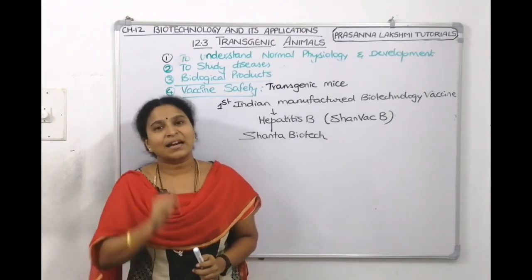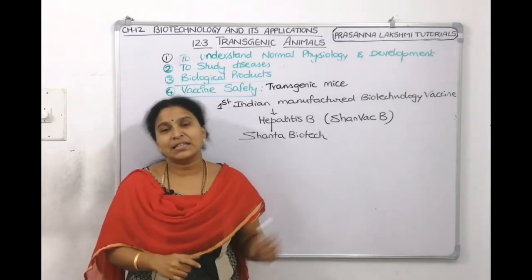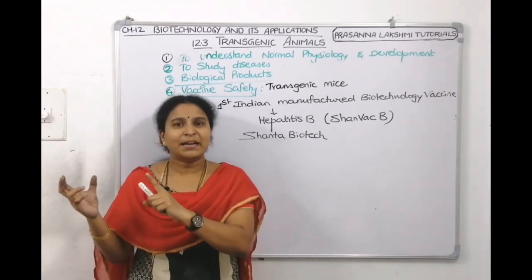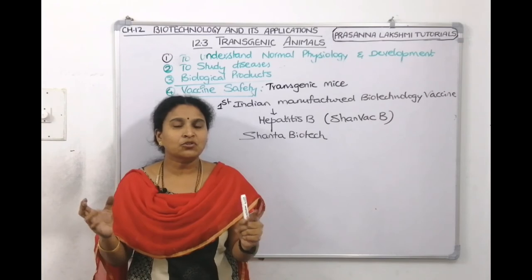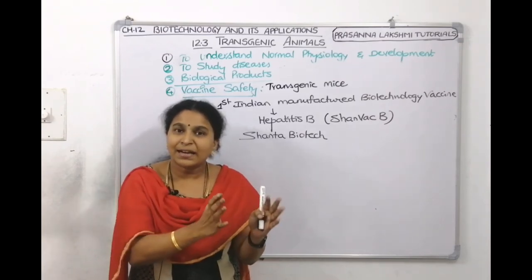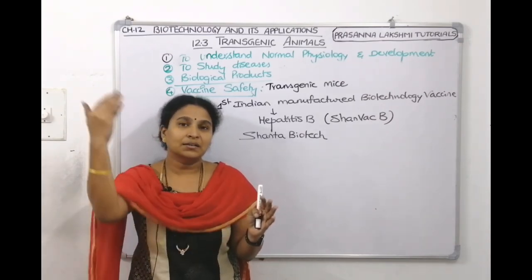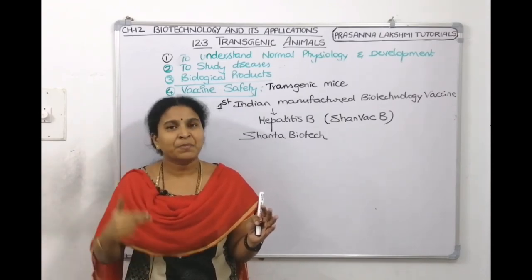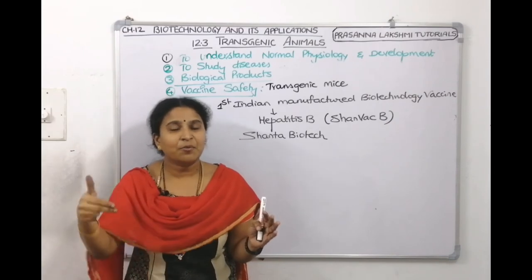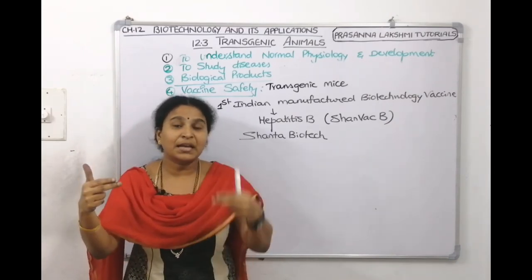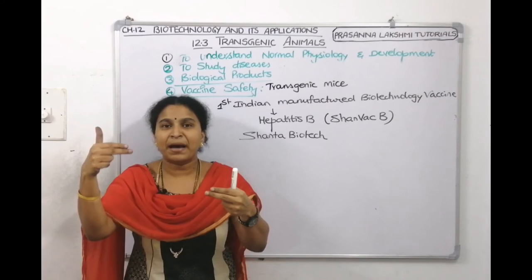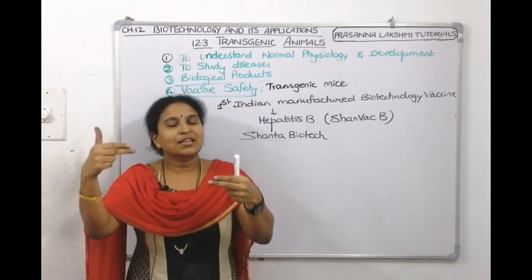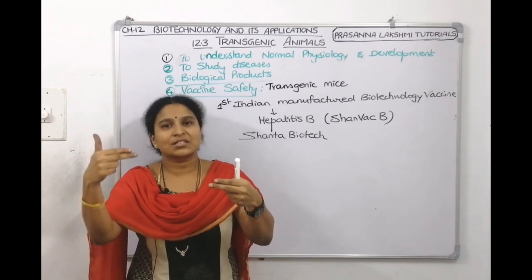So we were under that team, checking the vaccine safety on mice. We used to inject the Shanta Biotech vaccine into the mice and compare the antibody titer with a world vaccine called Energix, prepared by Pfizer company. We used to check and compare the antibody titers and tell that an Indian vaccine is also equally potent to this Pfizer's Energix vaccine.